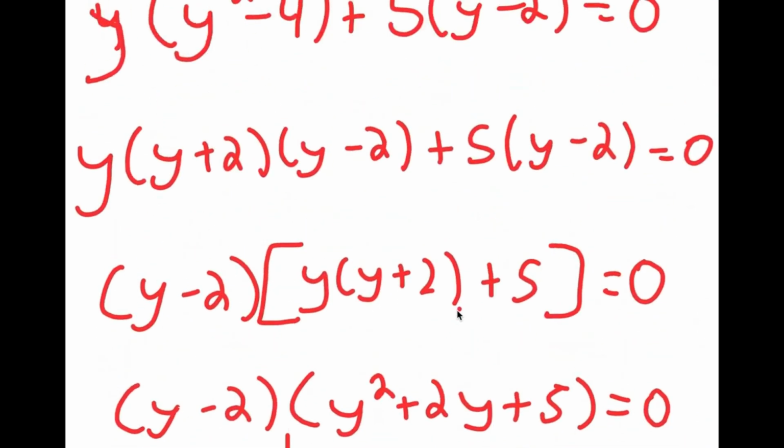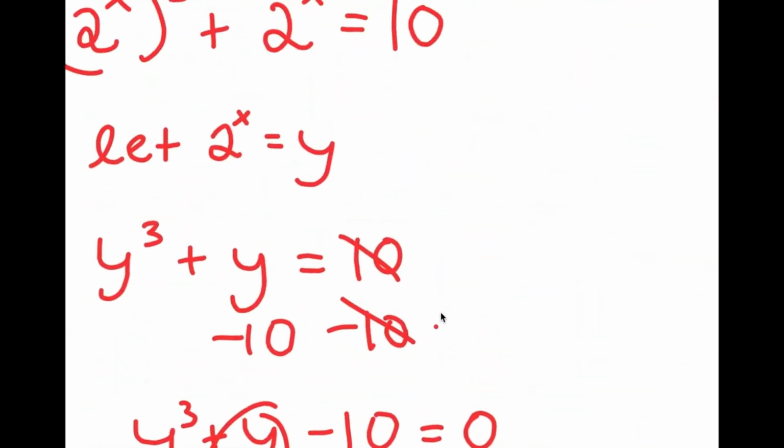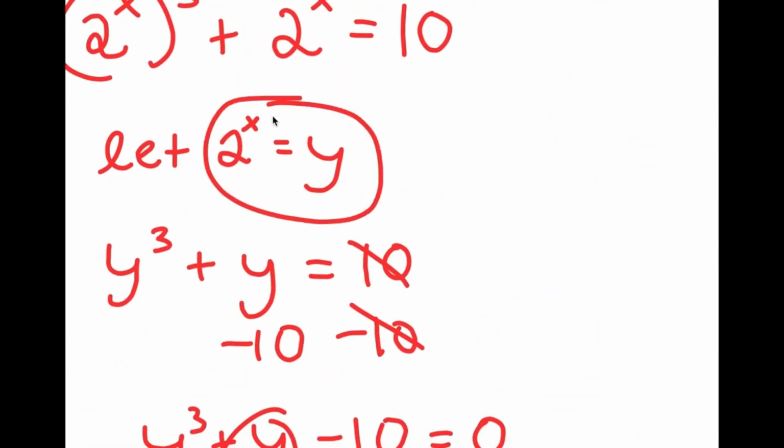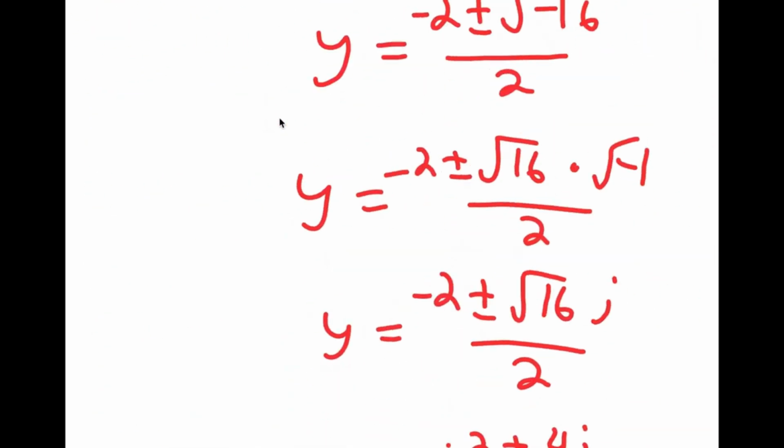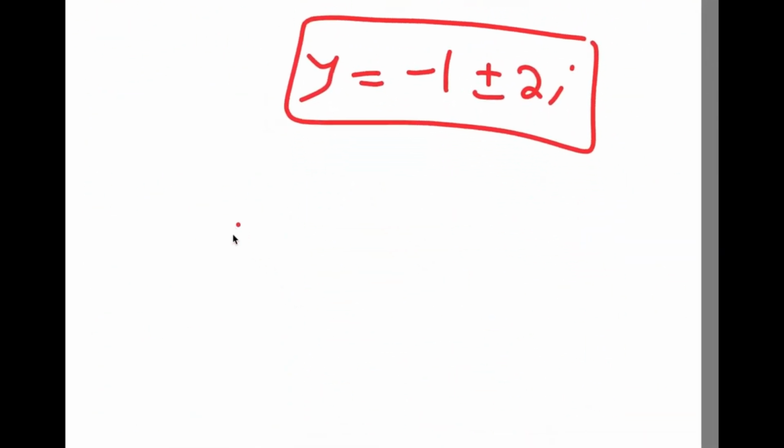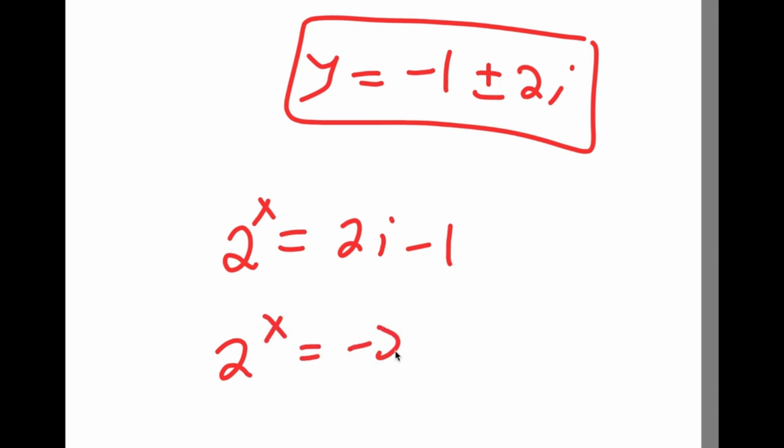Now, remember how we let 2 to the power of x equal to y. So I get 2 to the power of x is equal to 2i minus 1. And I get 2 to the power of x is equal to negative 2i minus 1.